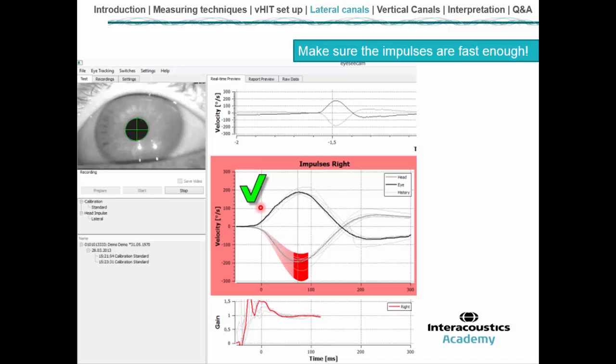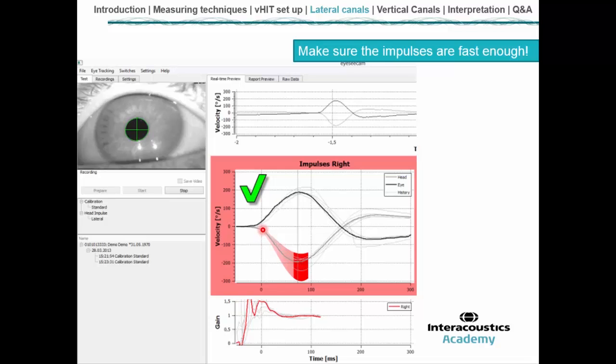What we can see in this graph is the raw data we've obtained. What we're particularly interested in at this point is looking at the head movement, because we need to make sure the head movement is correct. This is displayed in the grey line here, and what you want to see is the grey line fit within this red shaded boundary. If the grey line falls within this red shaded boundary, then it tells us that the head velocity is appropriate.